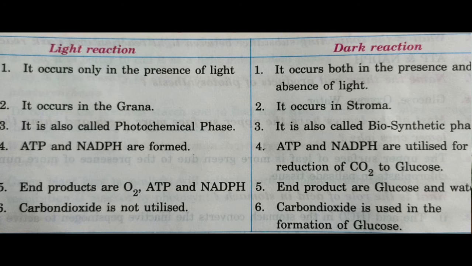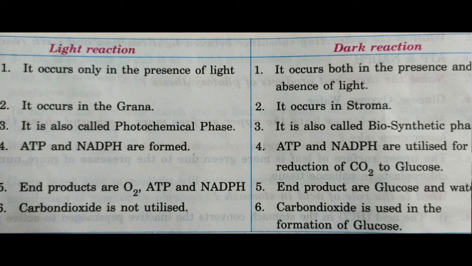Next, what is the difference between the light reaction and dark reaction? In light reaction, it occurs only in presence of light. In dark reaction, it occurs both in presence and absence of the light. In light reaction, it occurs in the grana. Dark reaction, it occurs in stroma. In light reaction, it is also called photochemical phase. In dark reaction, it is also called biosynthetic phase.